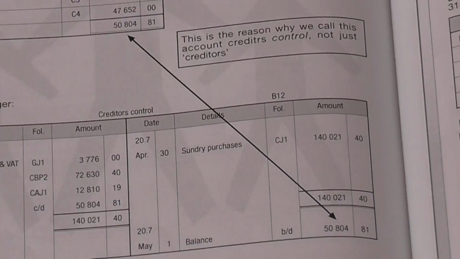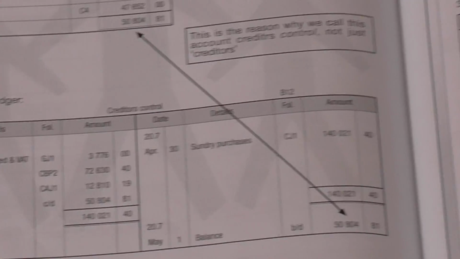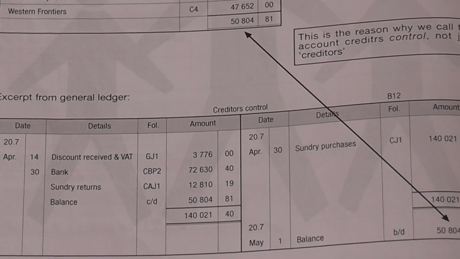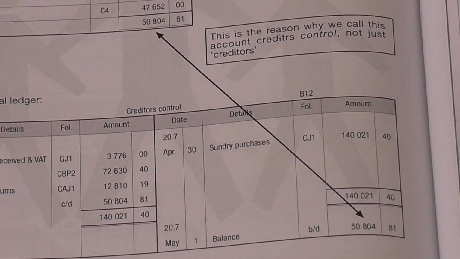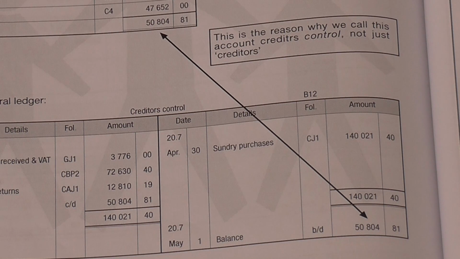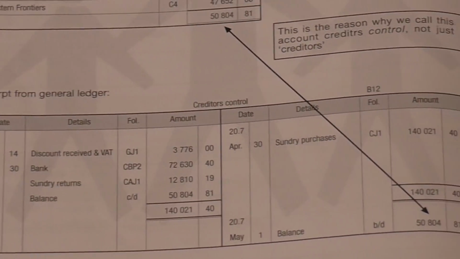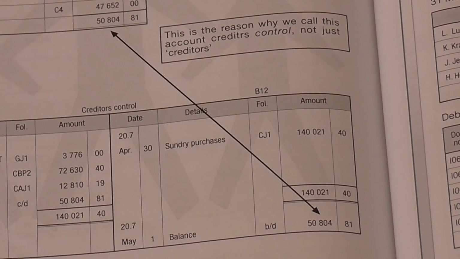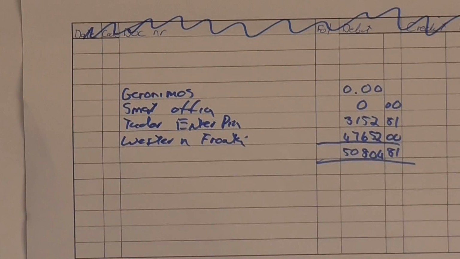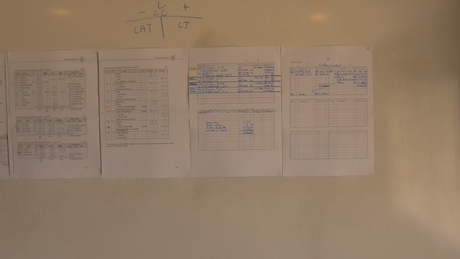And you do it, and as you can see there, the balance of my creditors control also has a credit balance of 50804.81. Okay, so that one you guys should be able to do by now, because I know you've been practicing. So then that balance must be the same as your creditors list.